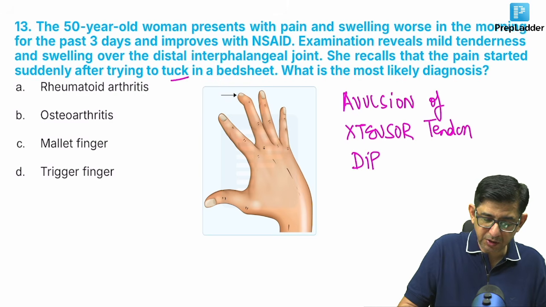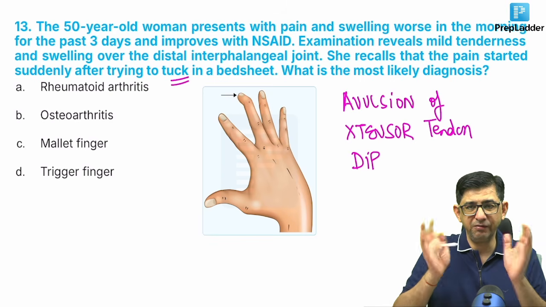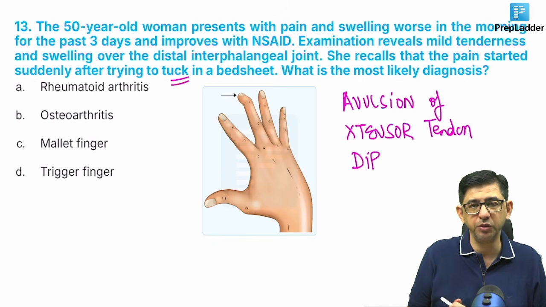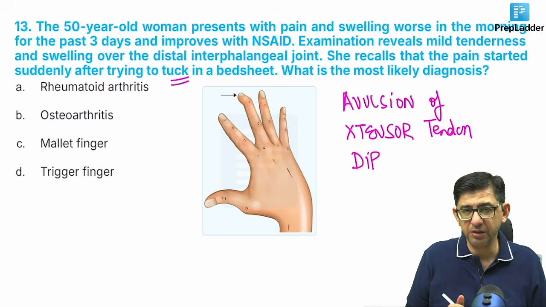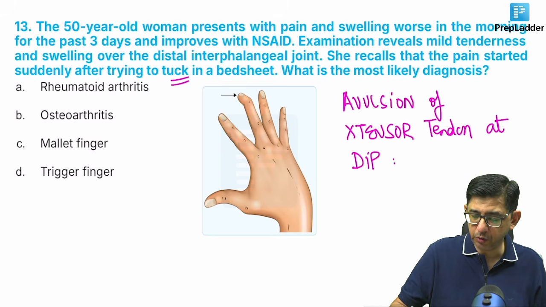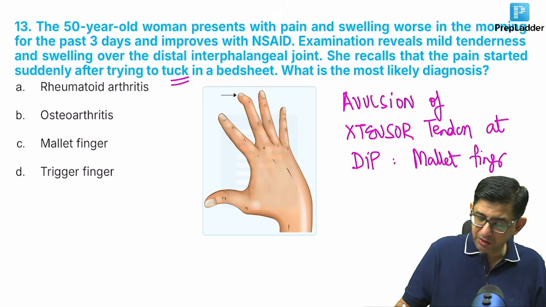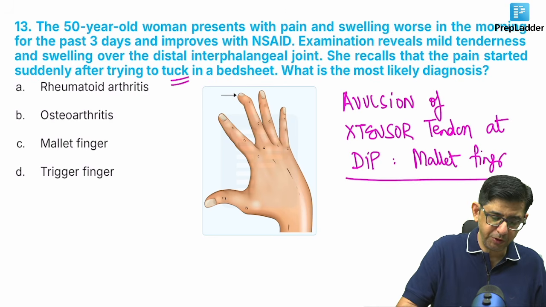The reason for this is the patient was trying to tuck in a bed sheet, like when you flex your fingers and try to tuck the bed sheet, so there can be avulsion of the extensor tendon at the distal interphalangeal joint, which can result in development of mallet finger in this patient. So the answer to this particular question is option number C.